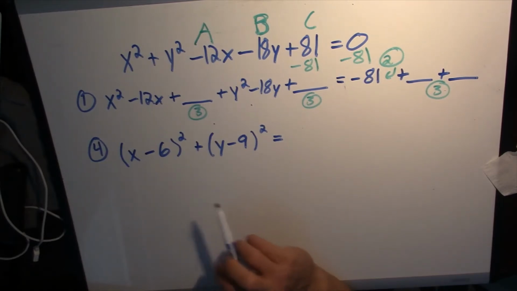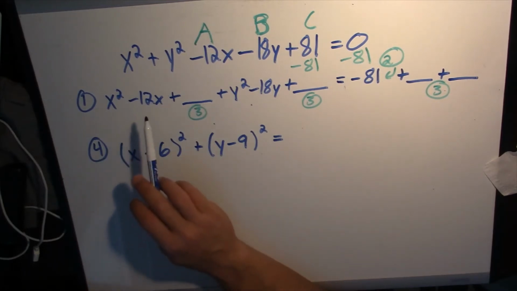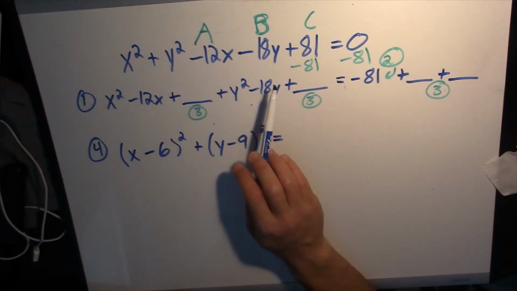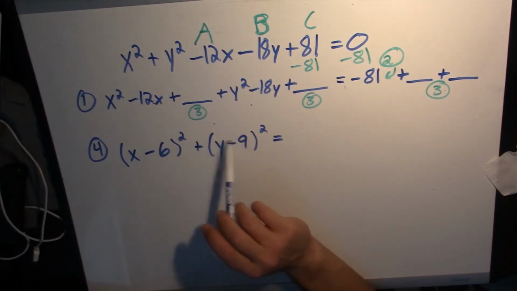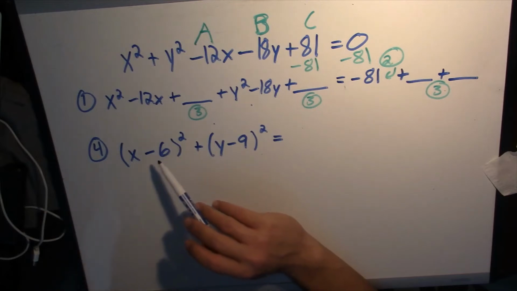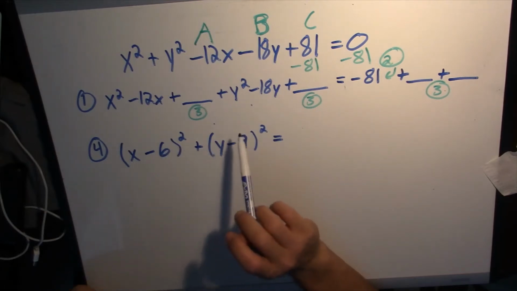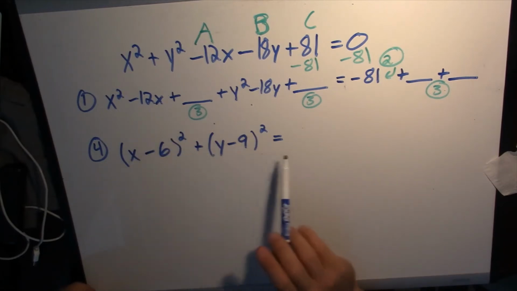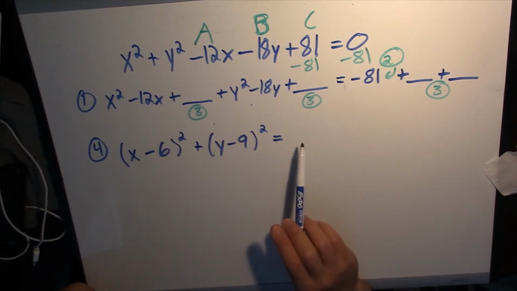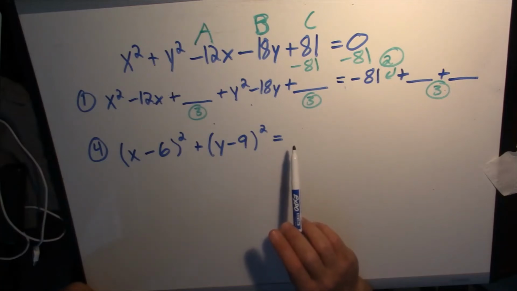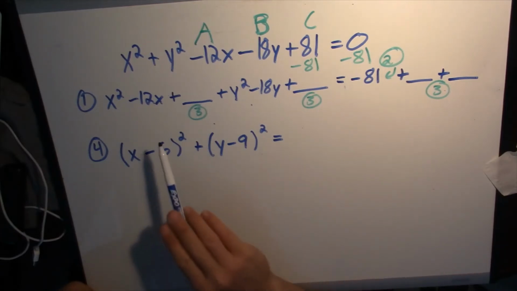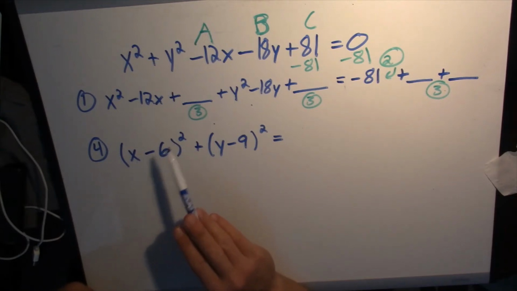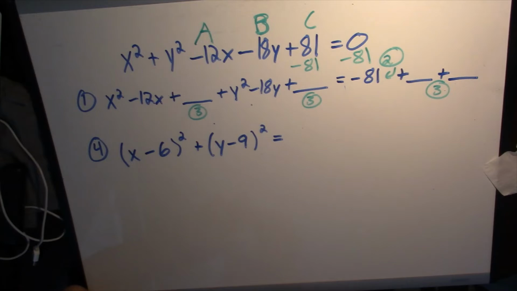Okay, so step 4 is to take your a, in this case negative 12, and your b, which is negative 18, and divide them by 2 and put them inside of the parentheses. So I have x minus 6 squared plus y minus 9 squared. So this is what we're trying to get to, standard form. Now, we're going to get to what number goes on the other side in just a second. But in order to get this number, we have to look at what would happen when we do like x minus 6 squared. Okay? So that's where step 5 comes in.